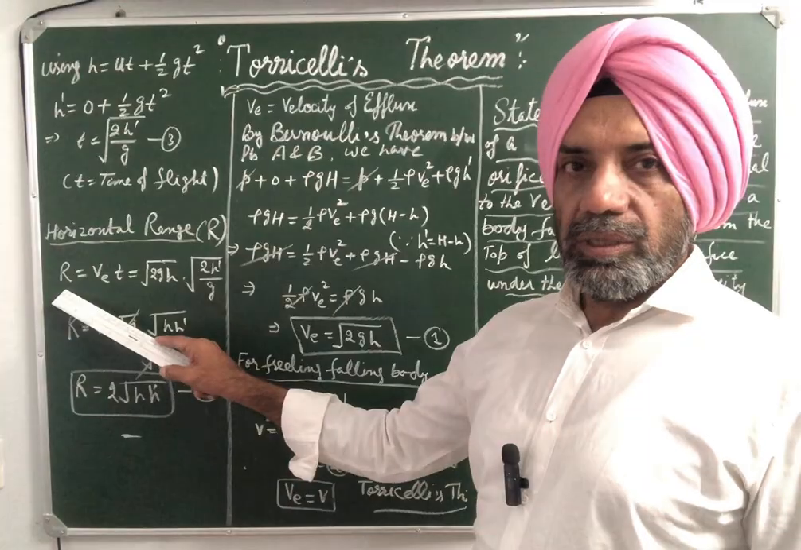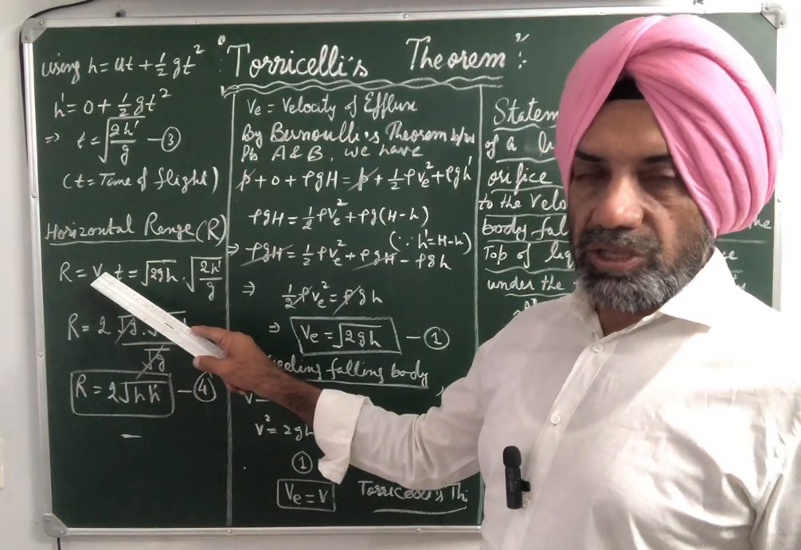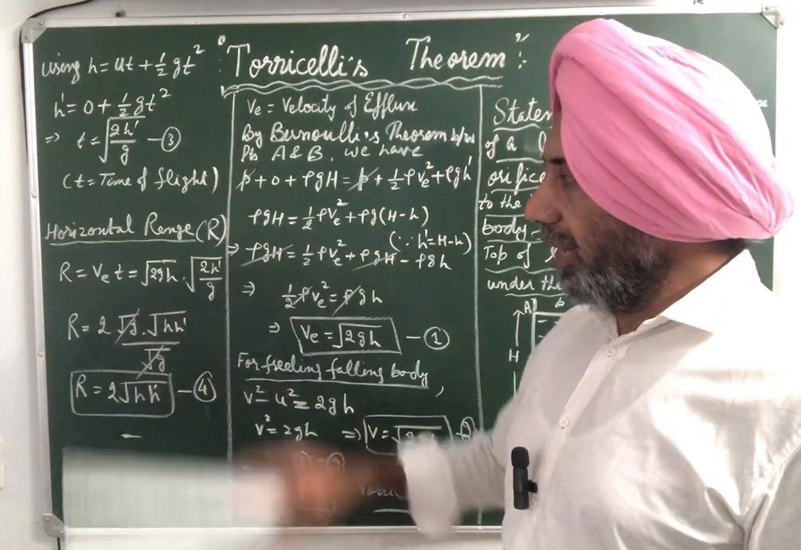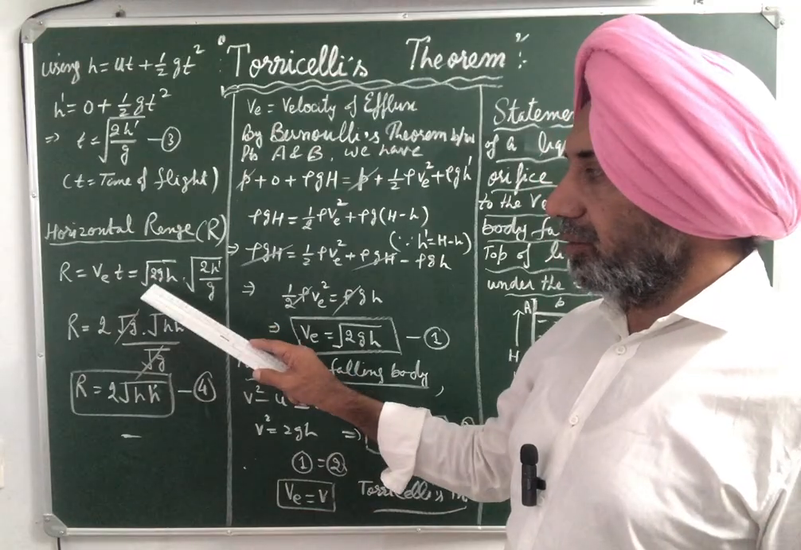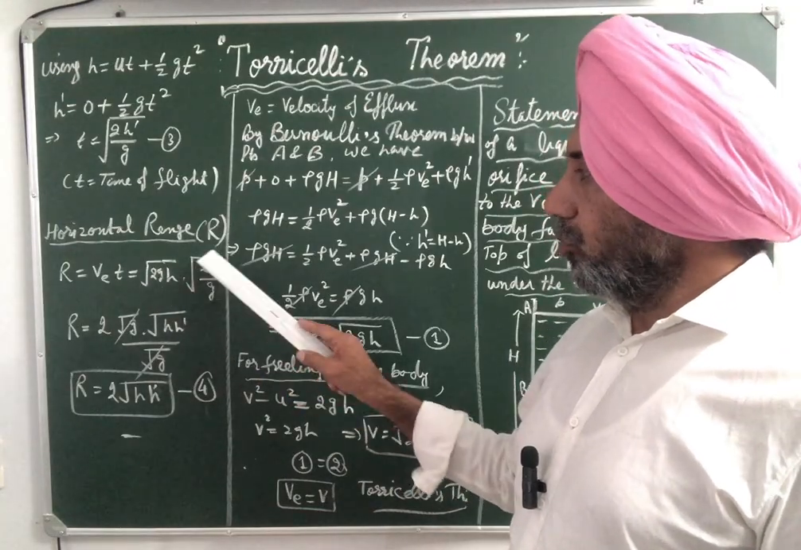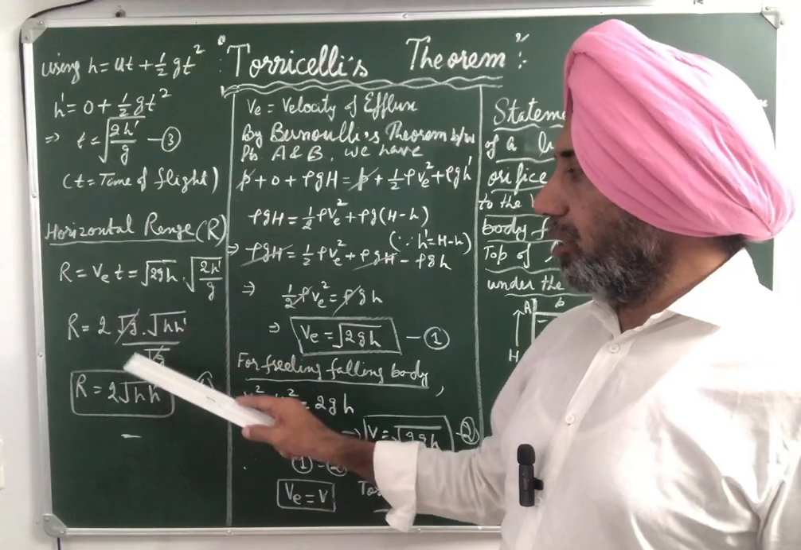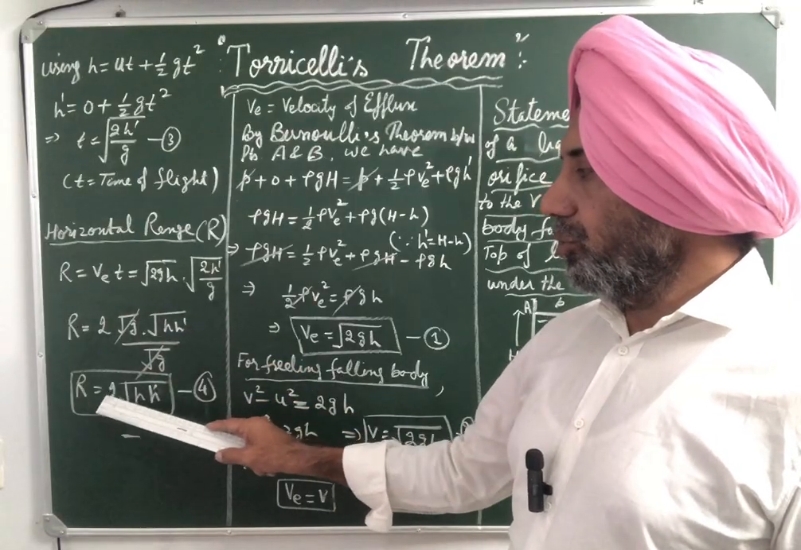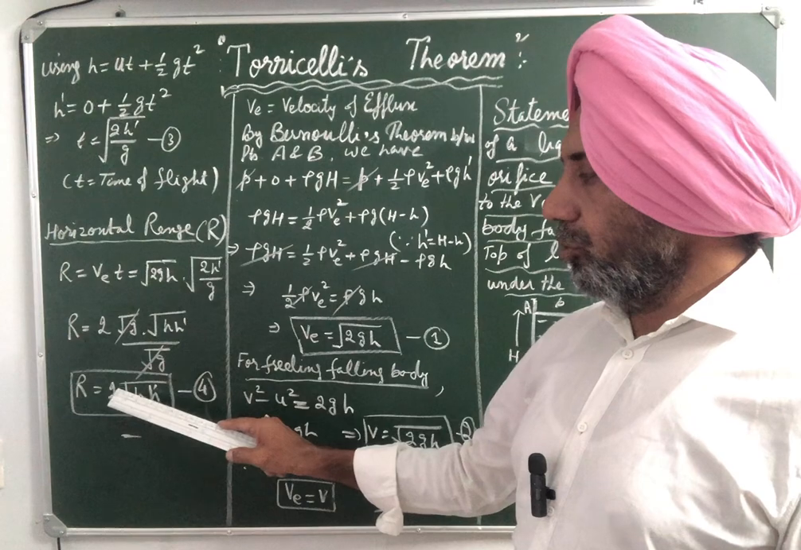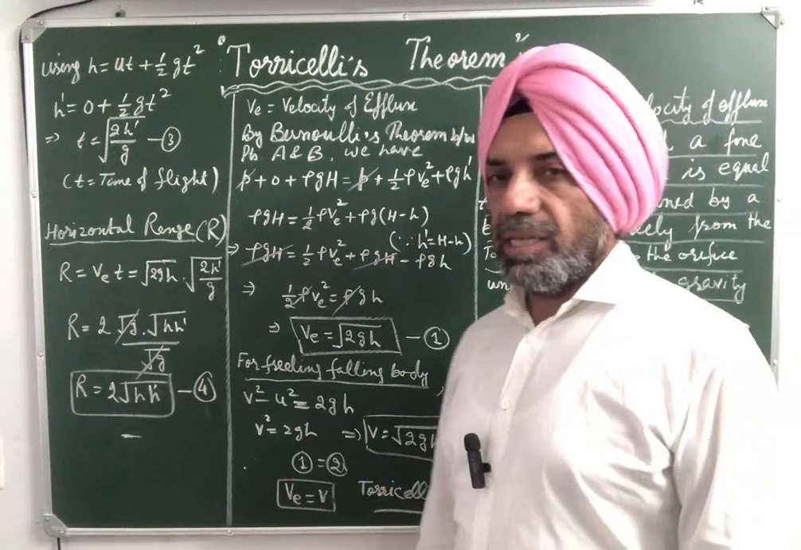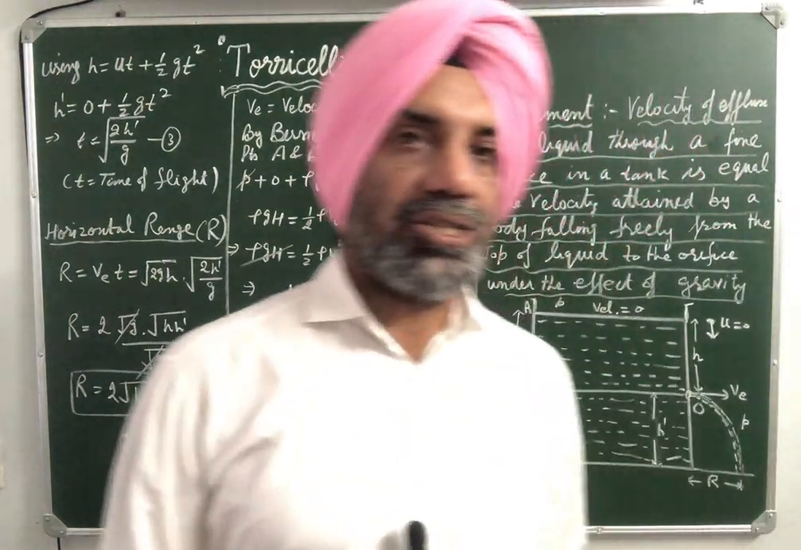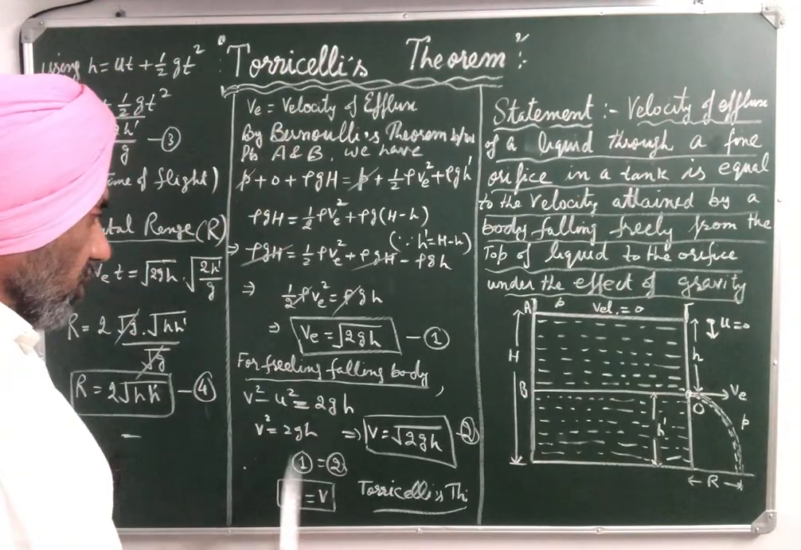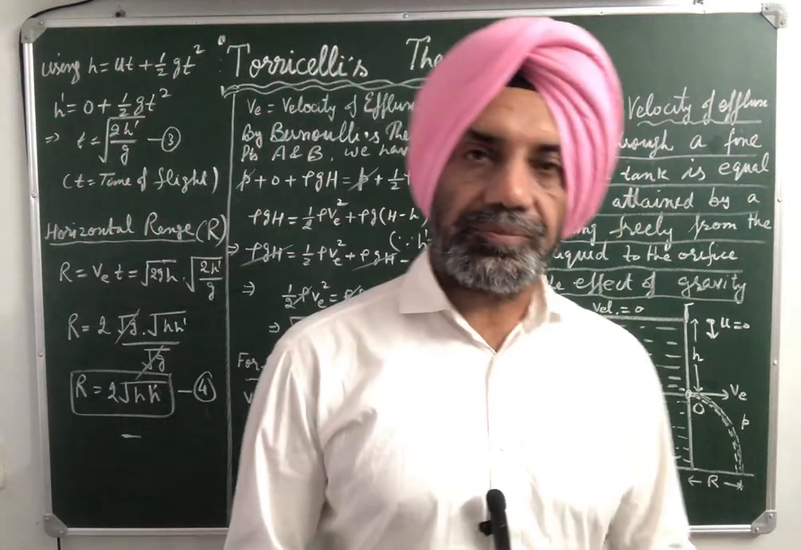How do we find the horizontal range? The horizontal range is equal to the product of the velocity in the horizontal direction and the time of flight. So the velocity of efflux under root 2gh times under root 2 h dash upon g. Under root g cancels, so we have the range R is equal to 2 under root h h dash. This is known as the horizontal range. We can use this formula for numericals.